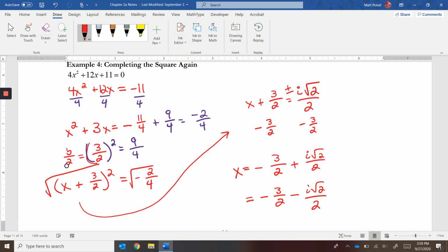So that's why we kind of did complex numbers first, because now we're able to look at problems and deal with them if they have any sort of imaginary numbers in the answer.